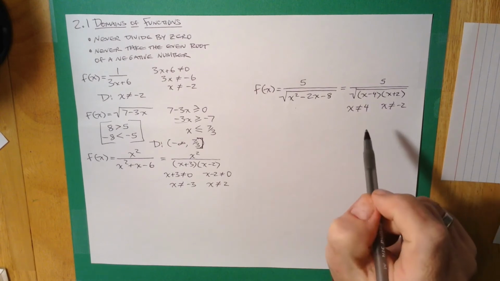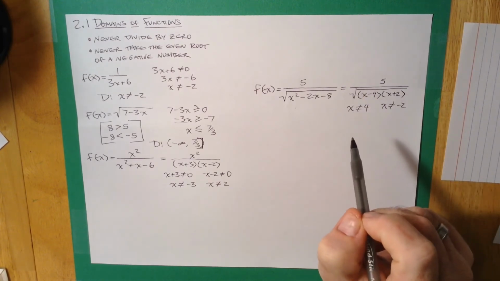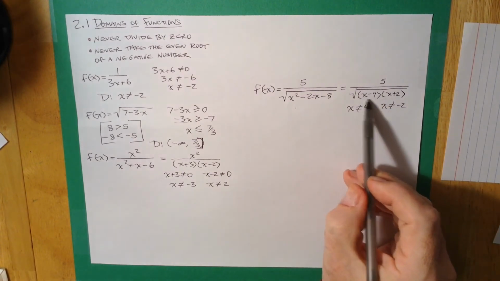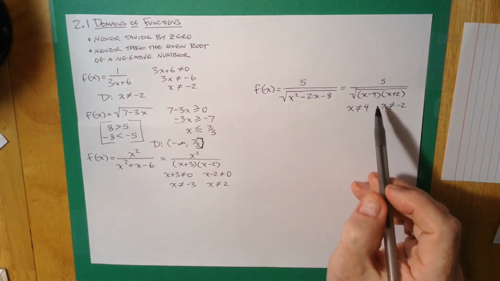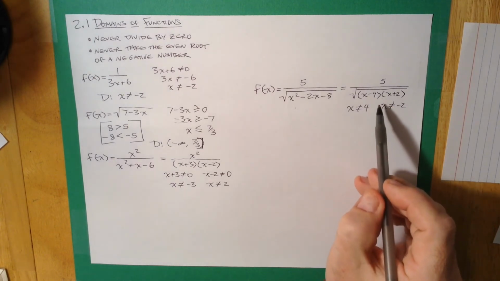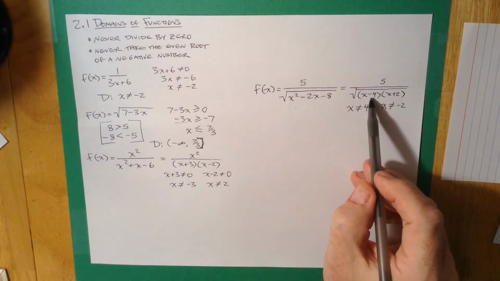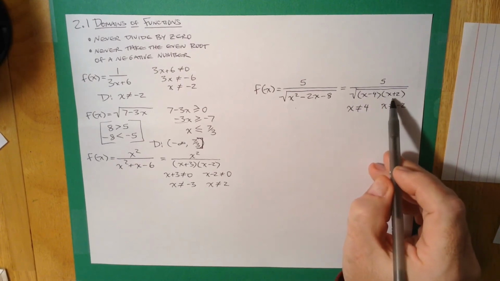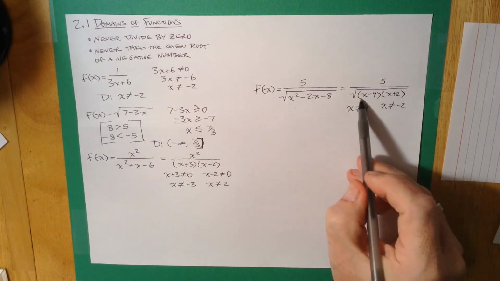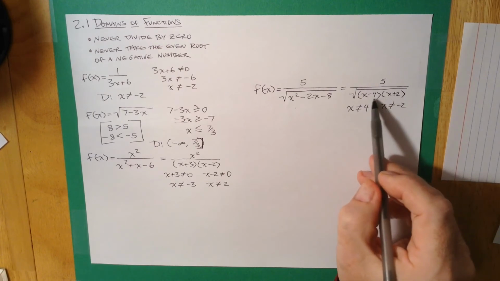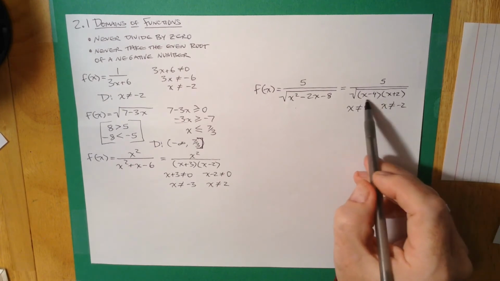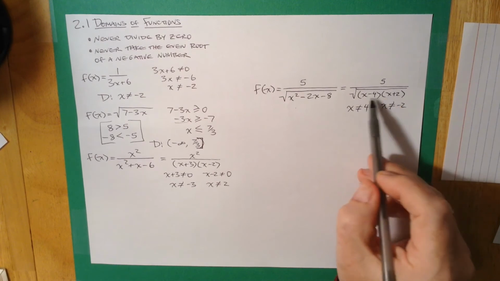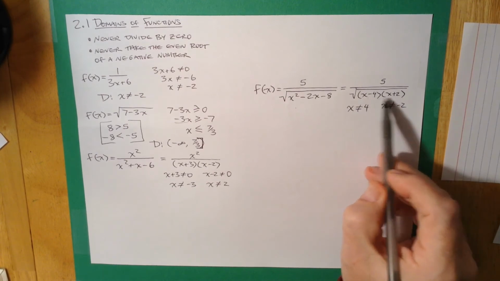However, there's something else going on here. We've got an even root in the denominator. And we've got to make sure that this product of x minus 4 and x plus 2 is not negative. Well, the only way that this product's going to be negative is if one of them's negative and the other one's positive. So if we have to keep this product positive, then either both of these factors are positive, or both of the factors are negative.